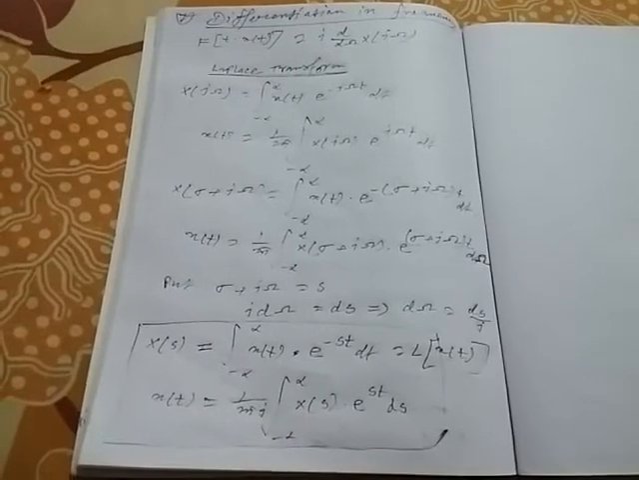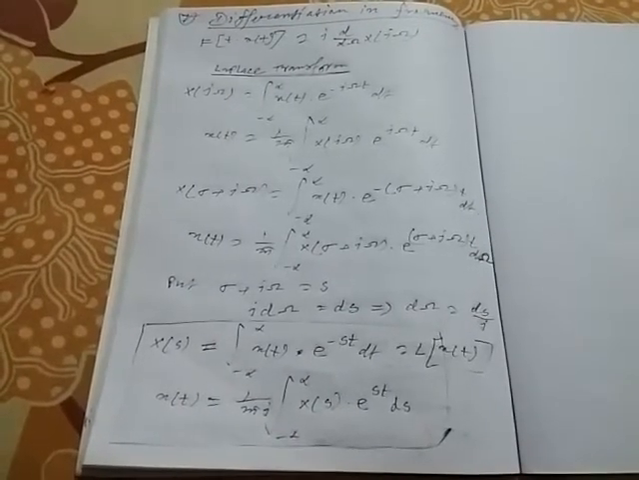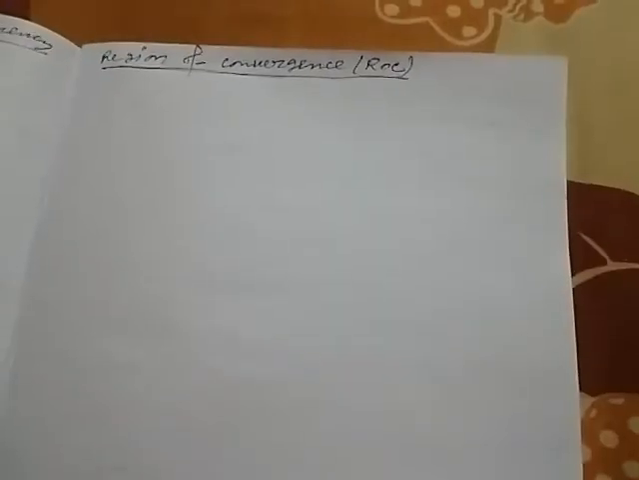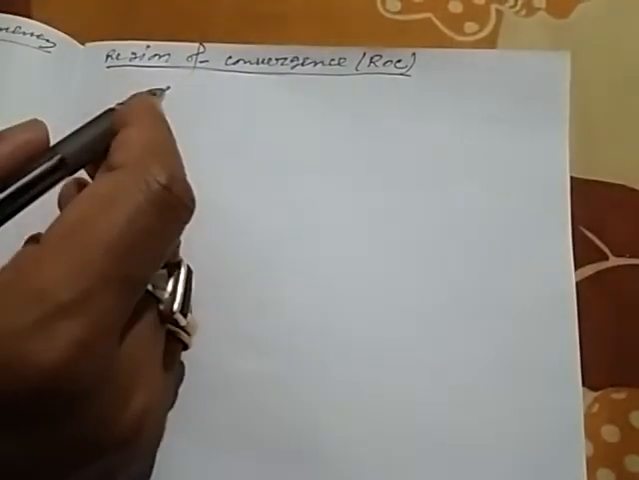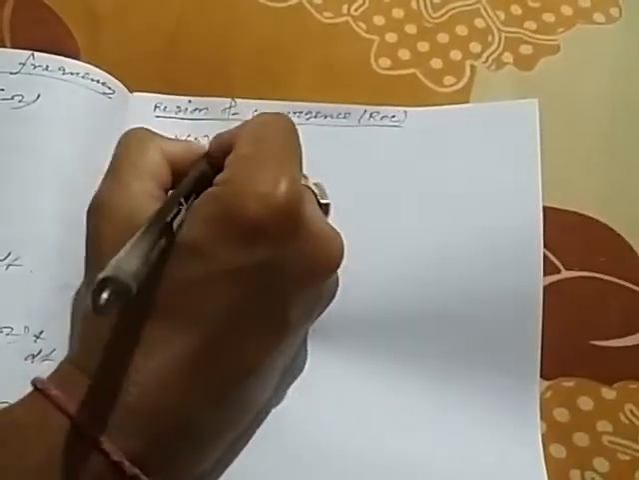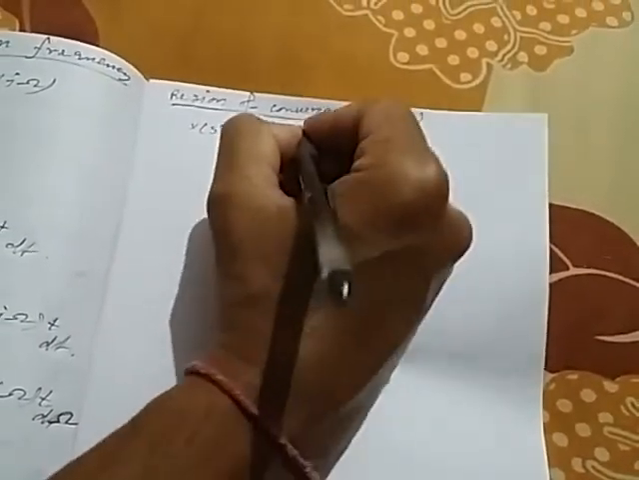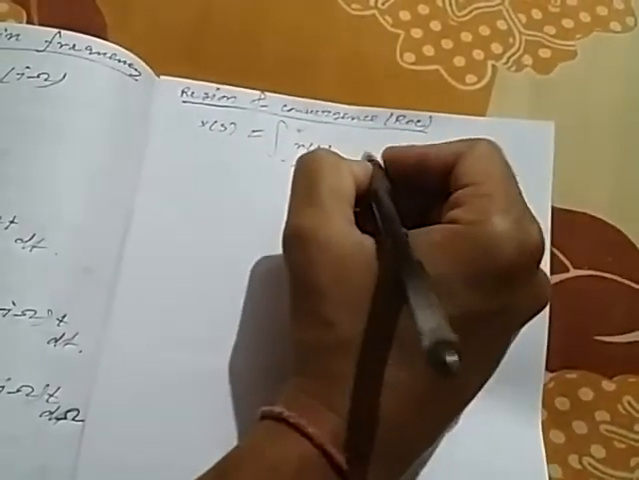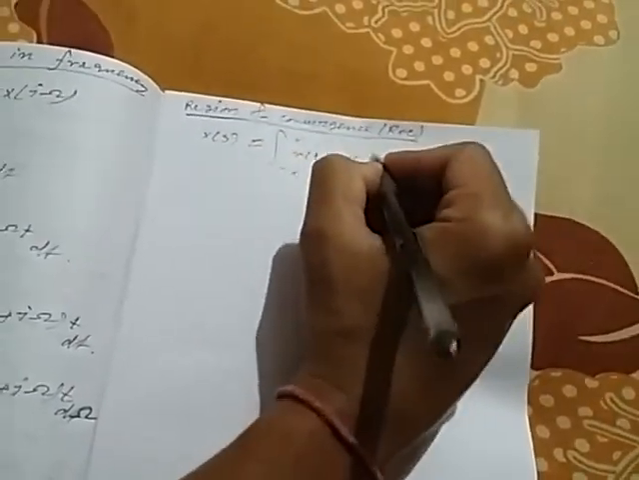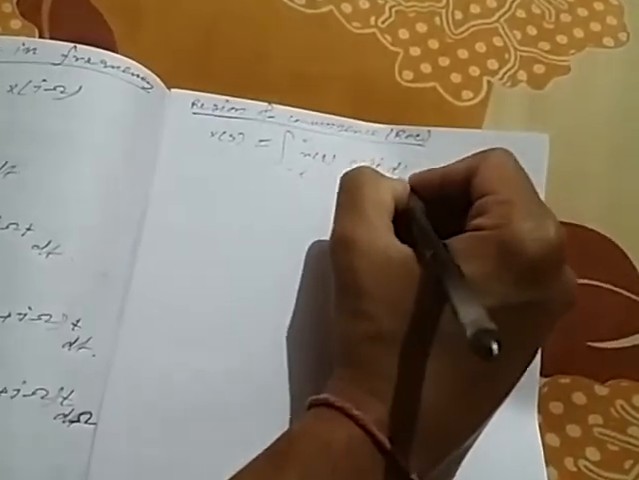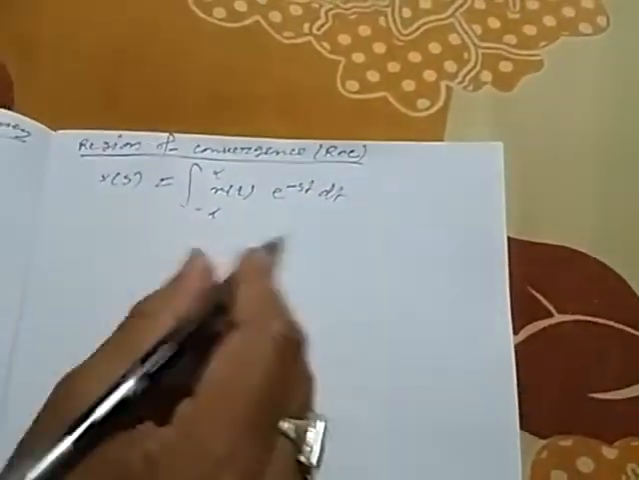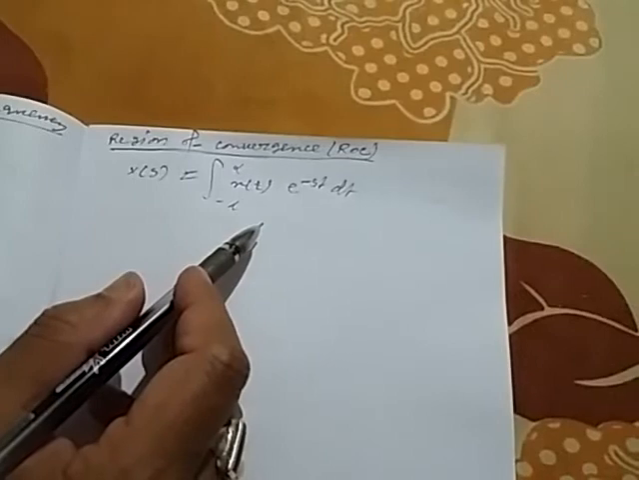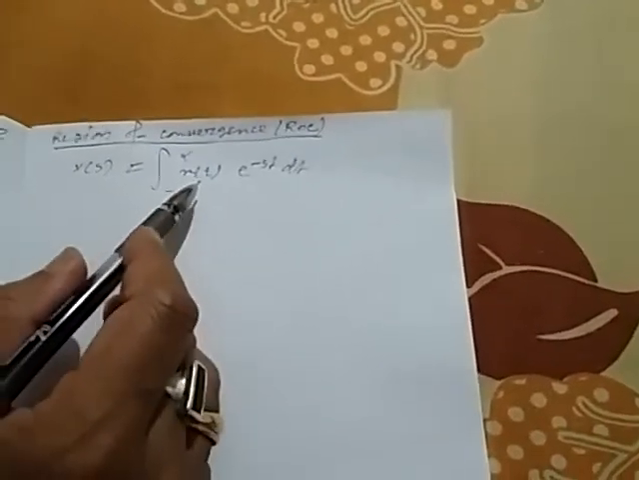Okay, now convergence of Laplace transformation. Now region of convergence for Laplace transformation. We know the formula of bilateral Laplace transformation, that is X(s) equal to integration over minus infinity to infinity x(t) into e to the power minus st dt. So this is the formula of Laplace transformation of any function x(t).